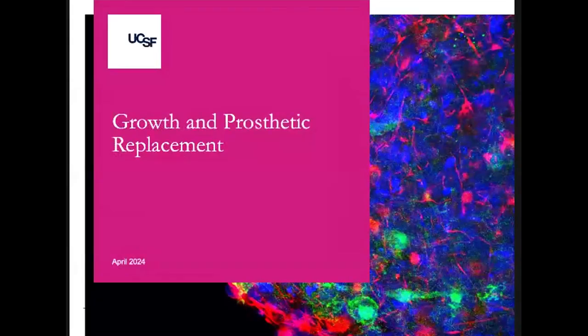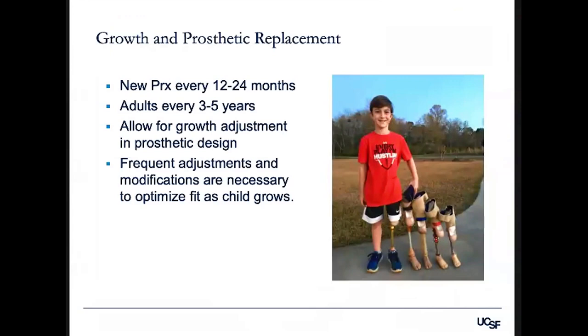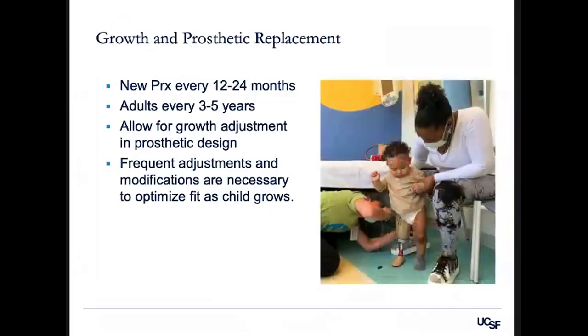So, final section here, growth and prosthetic replacement. Children will ultimately require a new prosthesis every 12 to 24 months till they're skeletally mature. We're around the 12-month mark for most of our patients at UCSF. And just for comparison purposes, adult prostheses are generally replaced every 3 to 5 years, so a significantly different replacement rate. For prosthetists such as myself, fitting a growing child is absolutely one of the greatest challenges, in designing a system that the child will not outgrow too quickly. And that is certainly an ongoing challenge that we face.